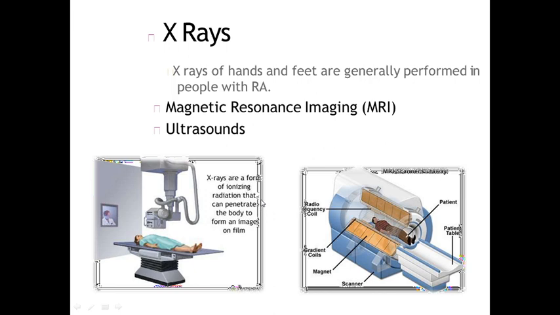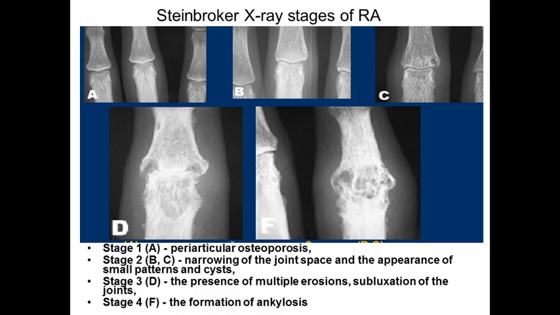You provide the X-ray of hands and feet, generally performed in people with rheumatoid arthritis, or you could use other methods like MRI or ultrasound. And here are the X-ray stages of rheumatoid arthritis, and what you see in rheumatoid arthritis on X-ray.